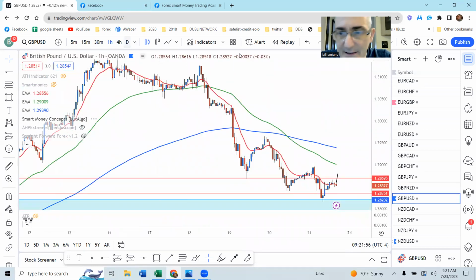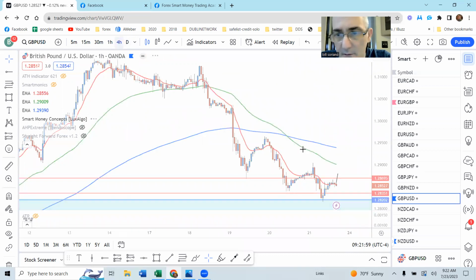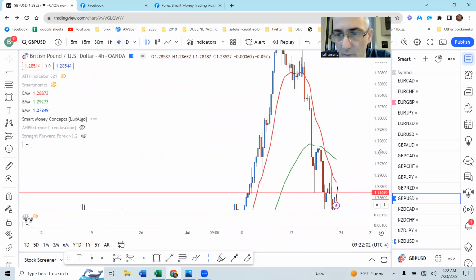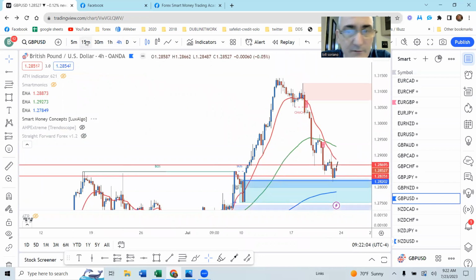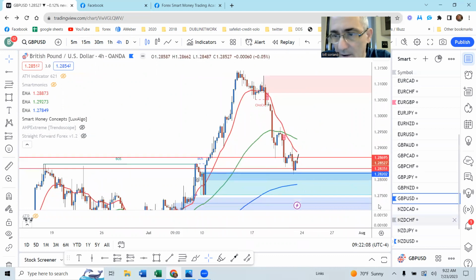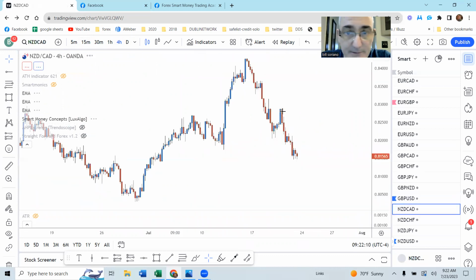GBP USD. This one just hit our 4-hour, I believe. And so this is one where we're waiting on the 15-minute to get a change of character. So we're just going to leave this alone right now. We're going to leave the blue flag next to it.